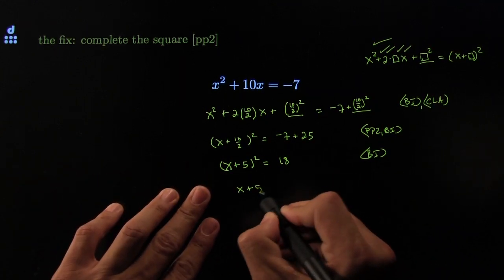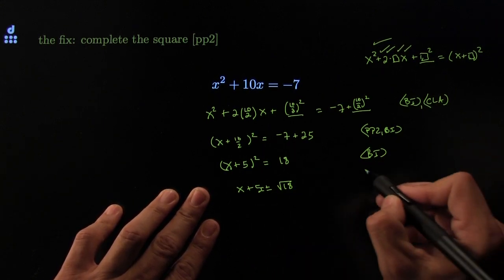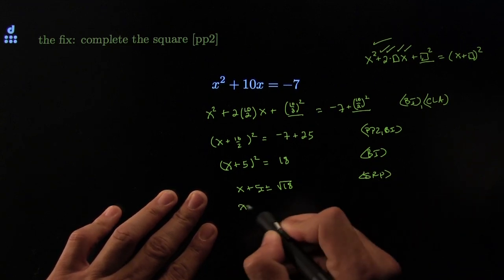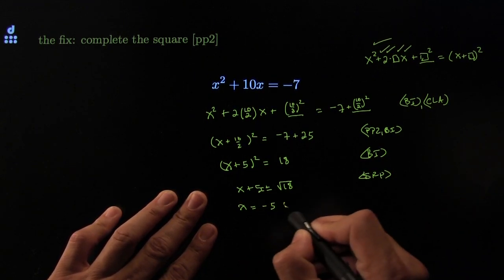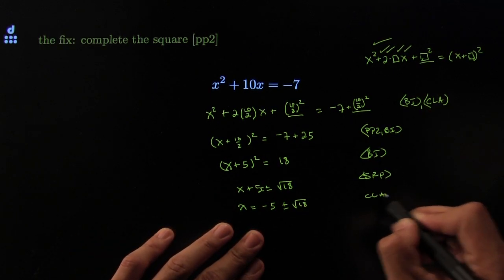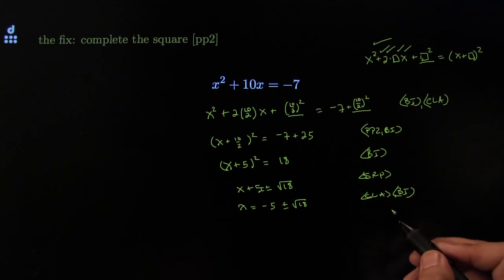It's SRP. So the x plus 5 is equal to plus or minus the square root of 18 by SRP. And there we can subtract 5 from both sides, leaving us with x equals negative 5 plus or minus the square root of 18, by cancellation law of addition and some other minor axioms.